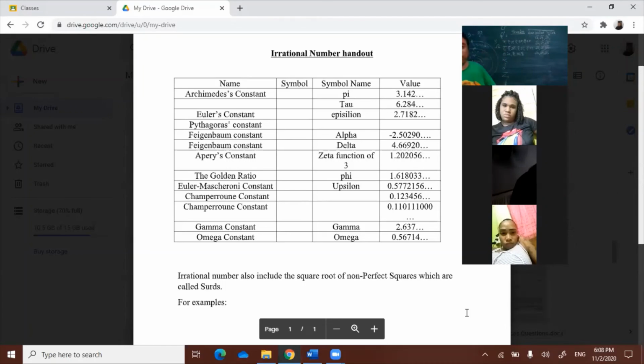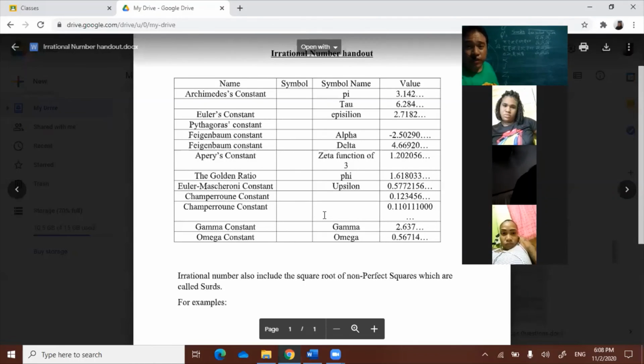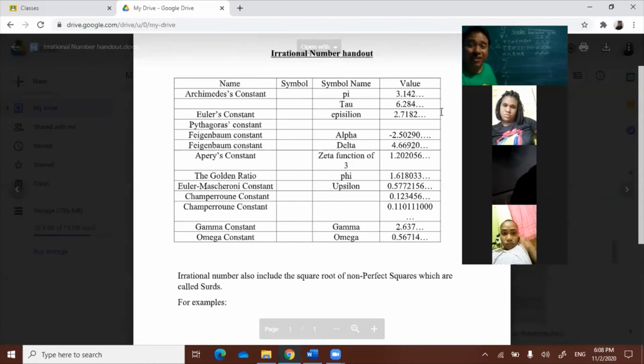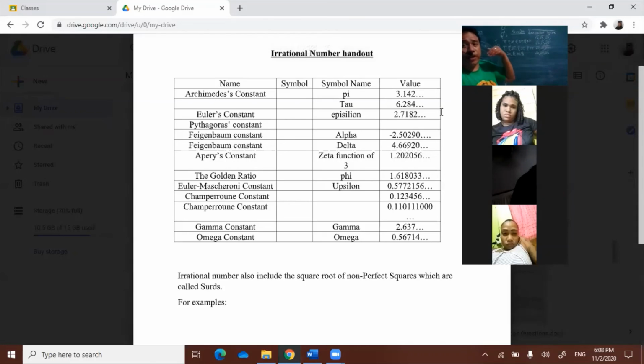Pi, notice how pi is described in value. 3.142, that means that it goes on forever and it does not have a pattern. In fact, I believe the last person that did it came up with almost 1 billion digits behind that decimal point for pi, and it never ever gives you the same number. It doesn't give you the same pattern. It just keeps going.